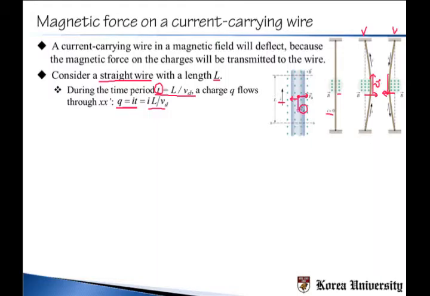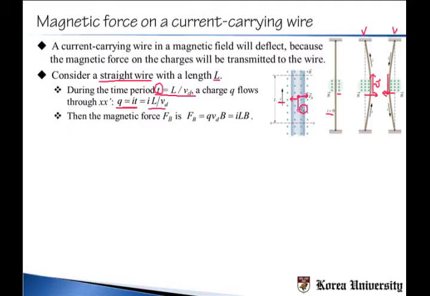Okay, and now we already learned that the magnetic force is Q multiplied by Vd multiplied by B, as long as these two vectors V and B are perpendicular to each other, which is the case here.